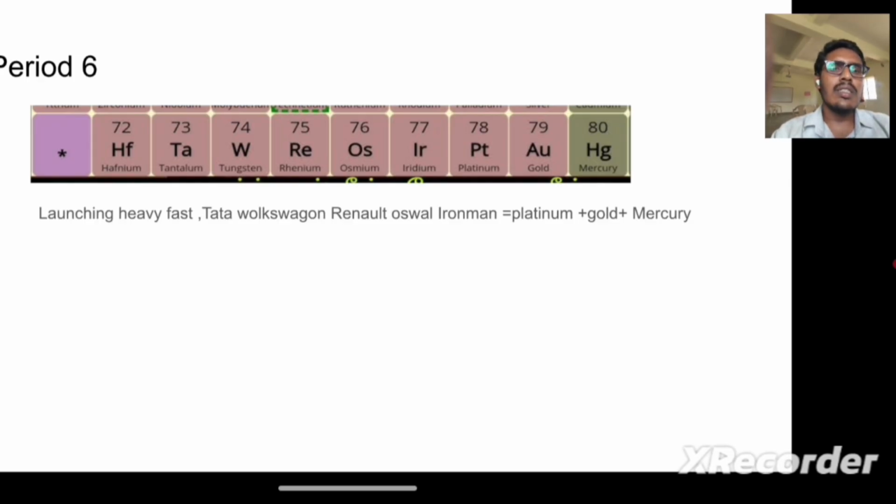The mnemonic is: launching, heavy, fast, Toyota, Volkswagen and Renault, Oswald, Iron Man is equal to platinum plus gold plus mercury. It literally has no meaning, but it will help you remember the whole period. It's like Tata, Volkswagen and Renault are launching a new fast car and its name is Oswald Iron Man, which is equal to platinum plus gold plus mercury. Using this sentence, you can remember the whole period 6.